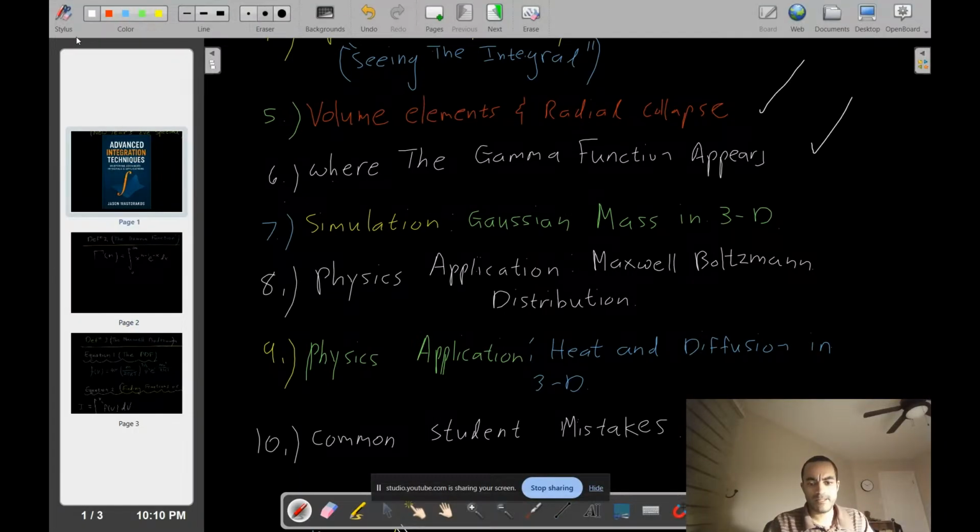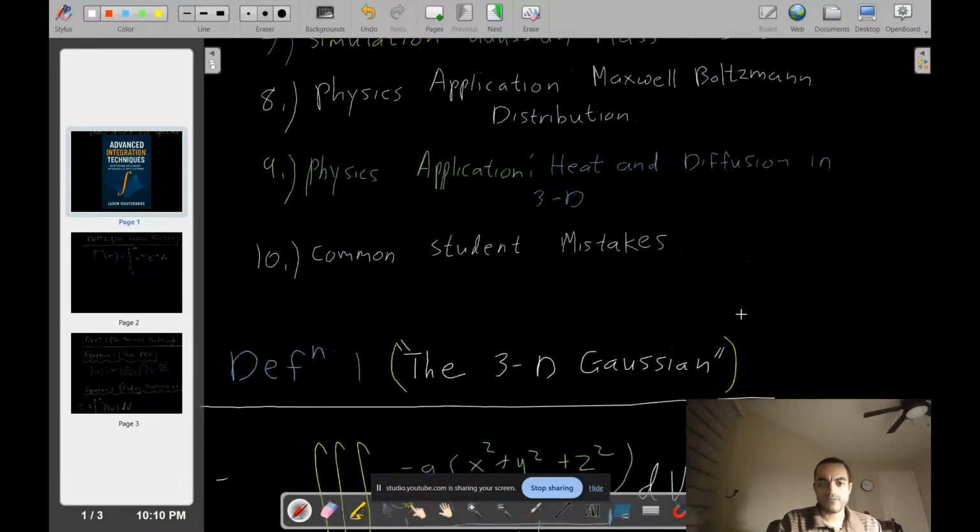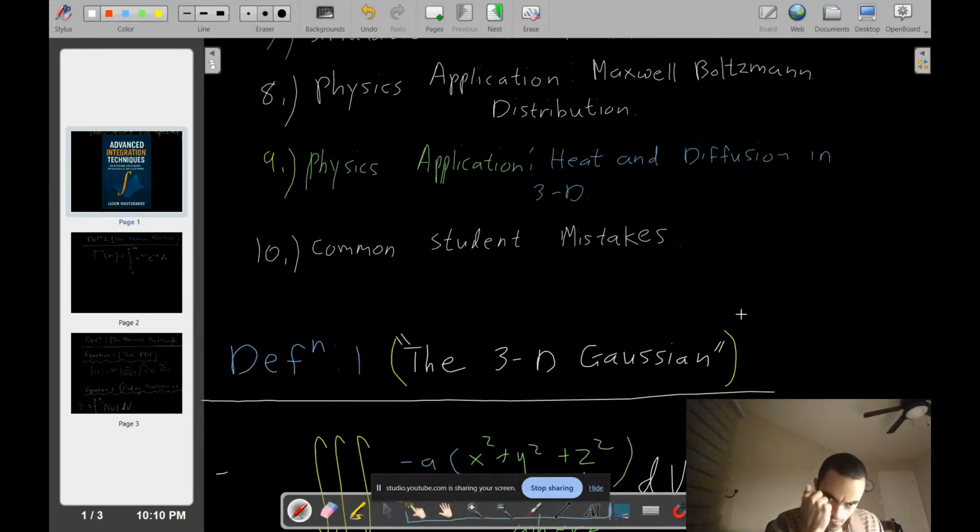Okay, let's go back to it. I'm going to go back to the whiteboard, but first I have to share my entire screen, and then we're going to go to the whiteboard. So we've talked about simulation and mass. We're getting to something interesting: a real, tangible physics application called the Maxwell-Boltzmann distribution.